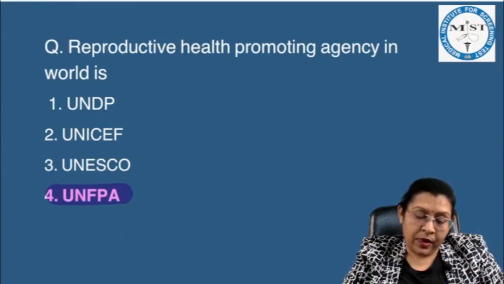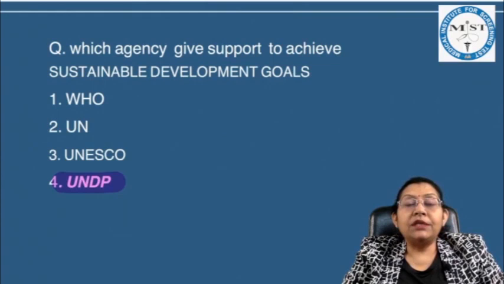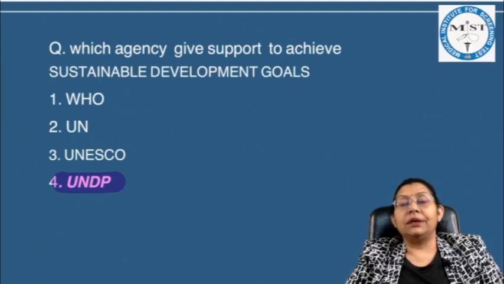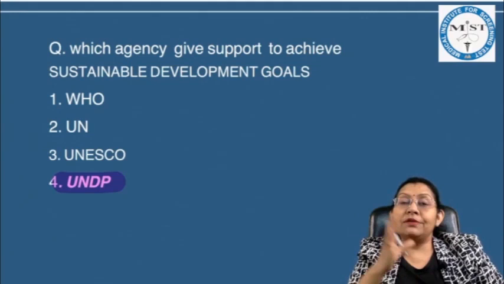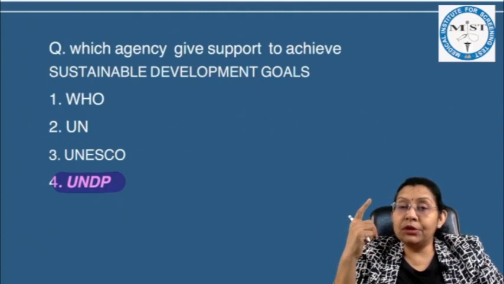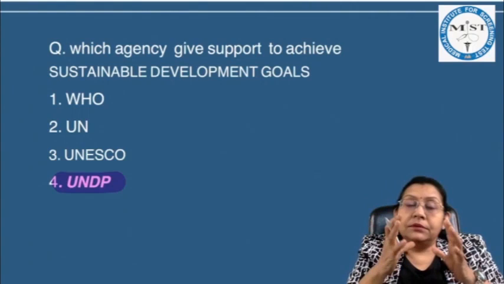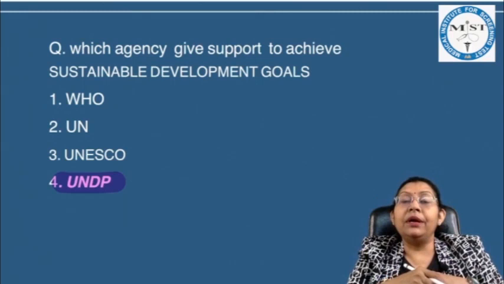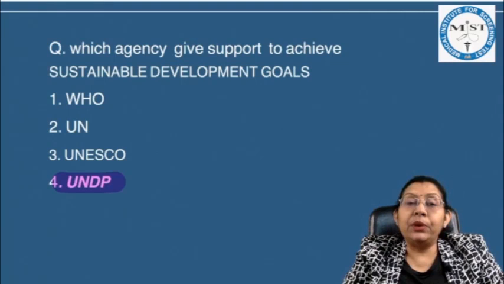Which agency gives support to achieve sustainable developmental goals? We know that sustainable developmental goals are given by United Nations for a period of 15 years from 2016 till 2030. And this is for overall well-being of society or whole world. And there are 17 goals, and only goal number 3 is directly health related. And their branch, that is UNDP, United Nations Developmental Programme, is helping the developing countries to achieve their sustainable goals. So correct answer is UNDP.